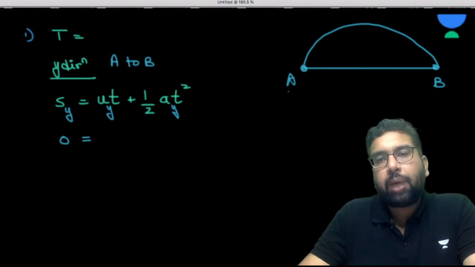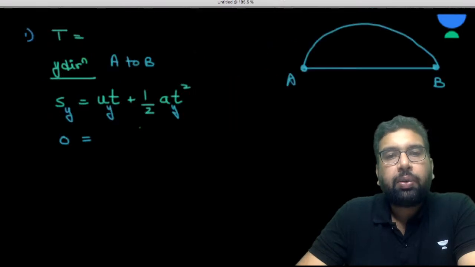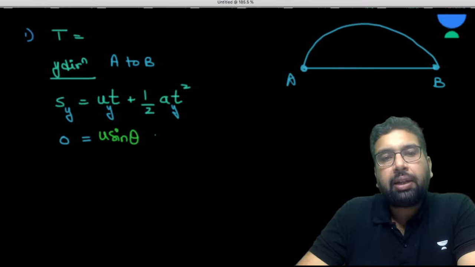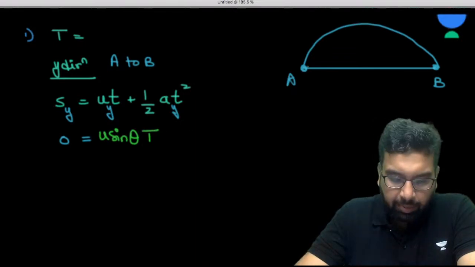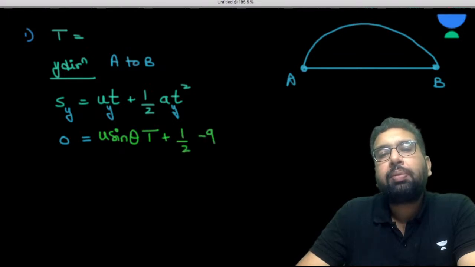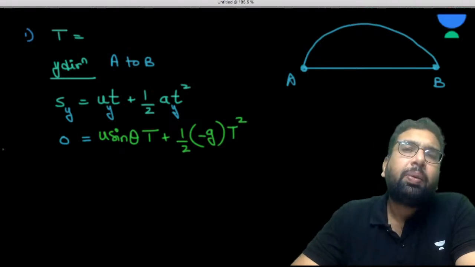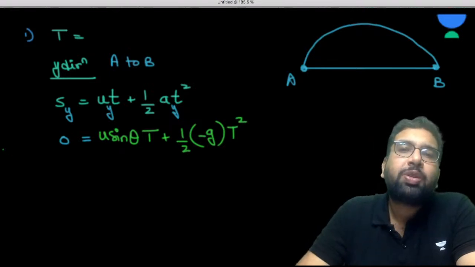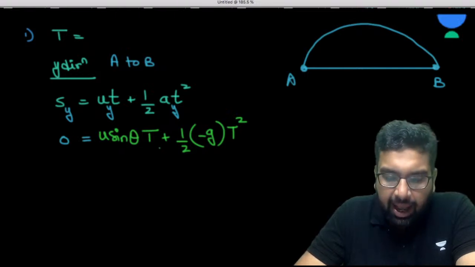Now what is Uy? It is U sine theta. And t is the time of flight, that is, the time it takes from A to B, so it is capital T. Plus half, what is Ay? It is minus g, and this is capital T square. Did I do anything new? I just used the equations of motion in one dimension under constant acceleration.